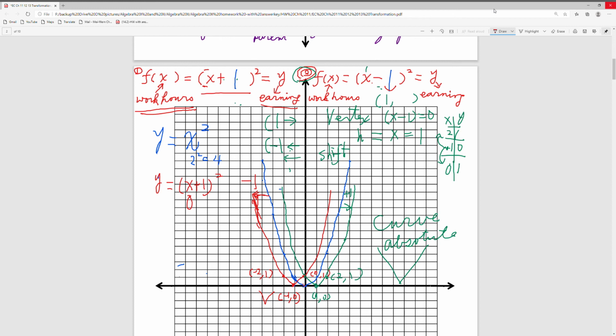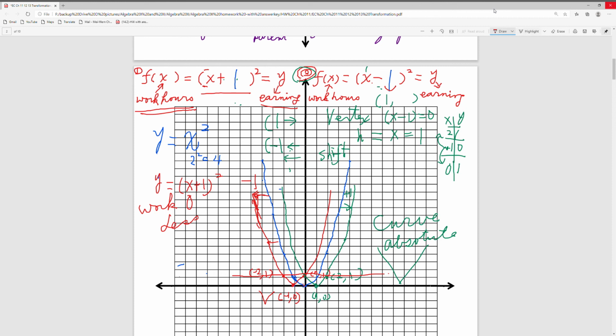Okay, so you work this hour, but you are going to earn the same y value, the same height. You are going to have the same height, but you work this hour. If you work this hour, your graph will be shifted to the left-hand side.